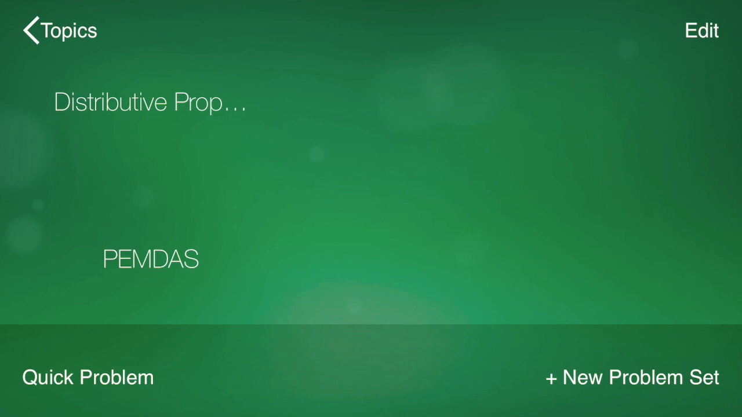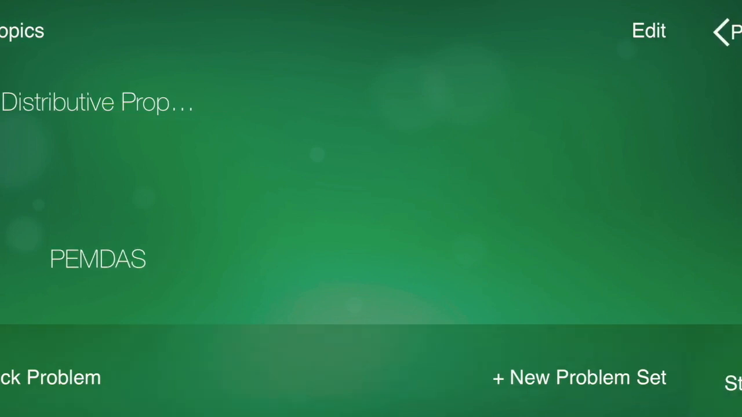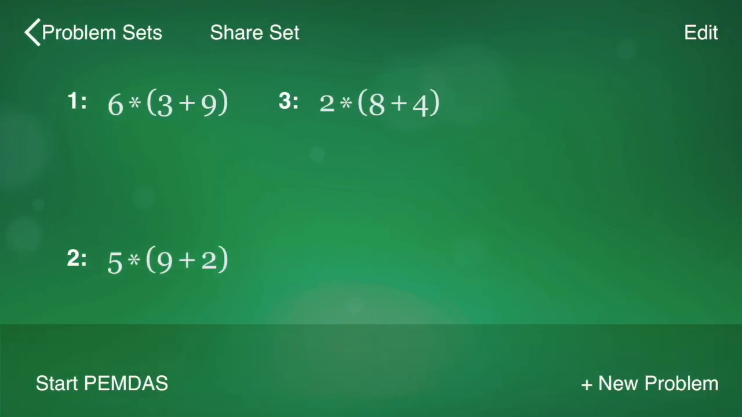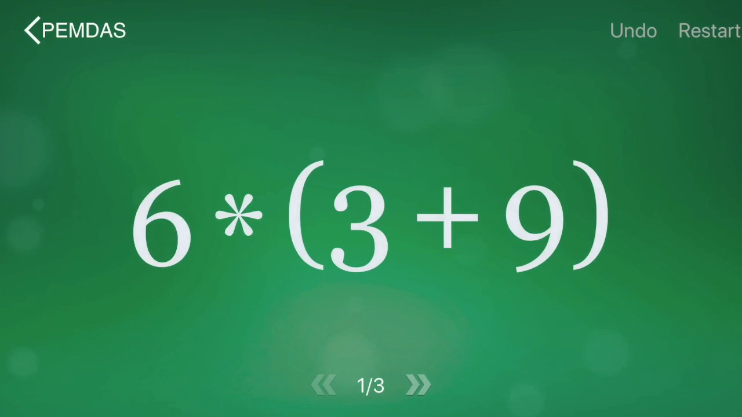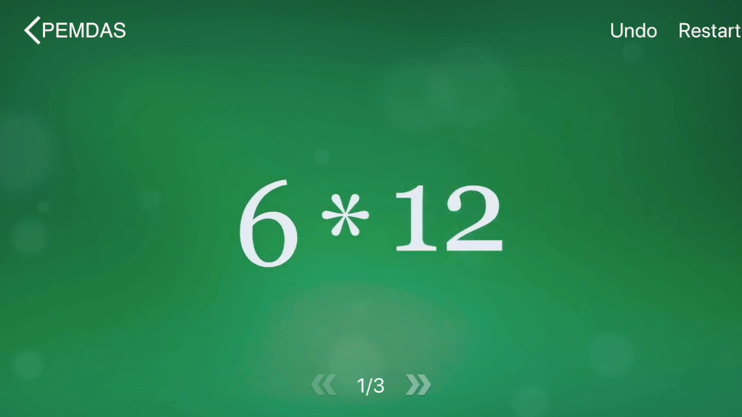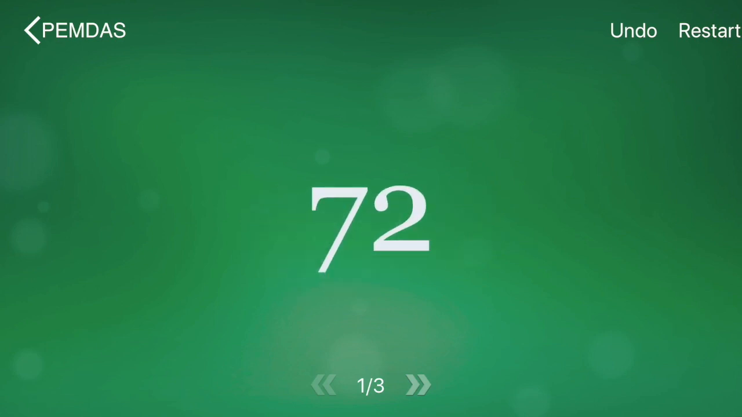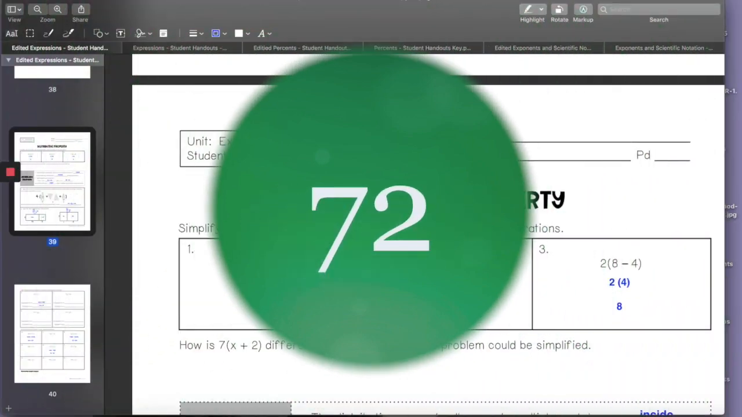So on the top of the page, it said to simplify the following expressions using the order of operations. The first one was 6, and in parentheses we had 9 plus 3. If I tap on the plus sign, it's going to simplify that to 12. And then if I tap the star, it's going to simplify that to 72.